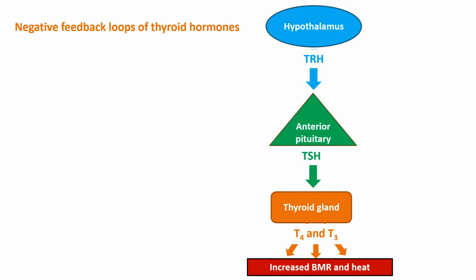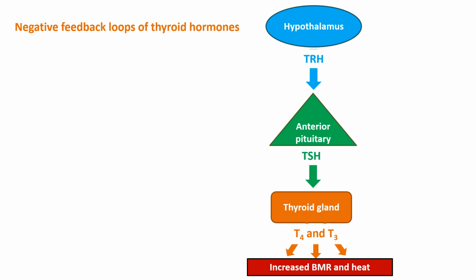So let's have a look at our thyroid hormones in terms of negative feedback. So at the top, we've got our hypothalamus. Our hypothalamus, as we know, secretes thyrotropin releasing hormone, TRH, which travels down via the hypophyseal portal system to the anterior pituitary, which is then stimulated to release thyroid stimulating hormone, TSH. TSH goes into the general circulation, whizzes around, and eventually finds itself in the thyroid gland, binding to those thyrocytes. As a result, T4 and T3 are released into the general circulation.